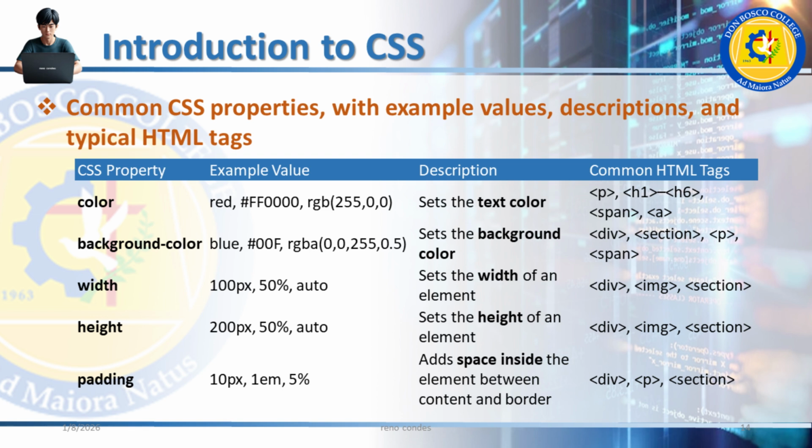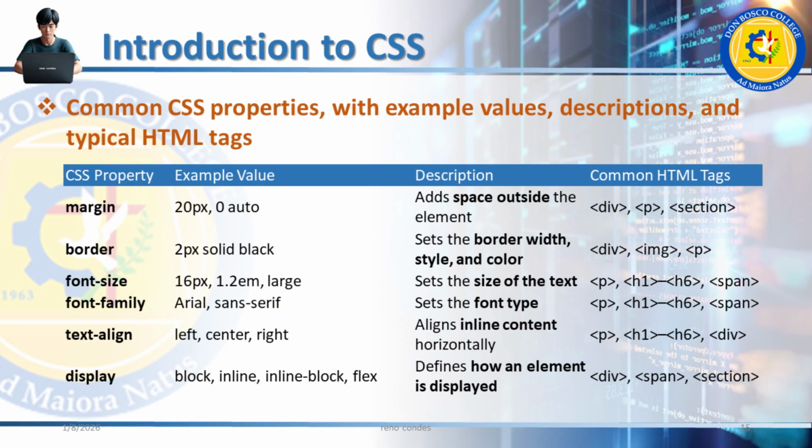The color property sets the text color. The background color property sets the background color. The width property sets the width of an element, while the height property sets its height. The padding property adds space inside the element between the content and the border, and the margin property adds space outside the element. The border property sets the border's width, style, and color. The font size property sets the size of the text, and font family sets the font type. The text align property aligns inline content horizontally.